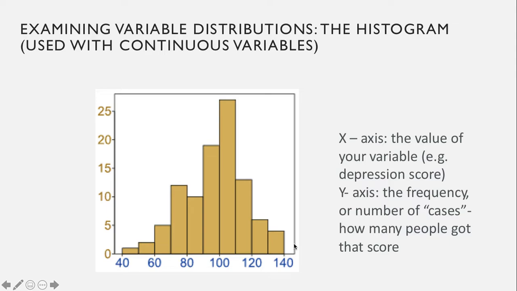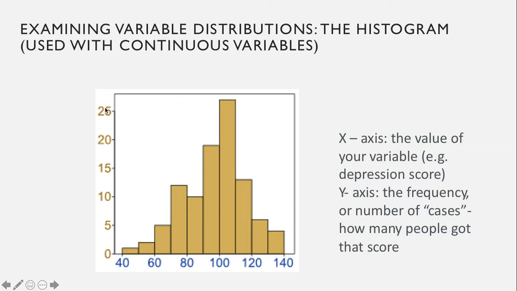And let's use some other examples. So let's say you were looking at temperature. These would be the different degrees. Or let's say you were looking at height. These numbers would be the different heights. And then the y-axis, this part right here, is how many people got that score, or how many times that score happened.